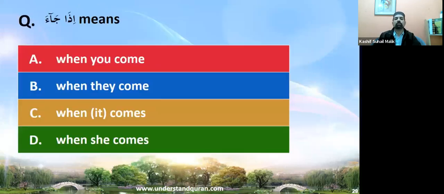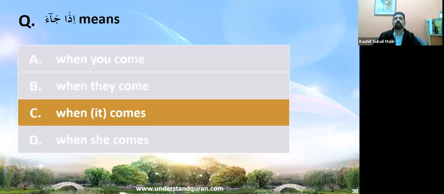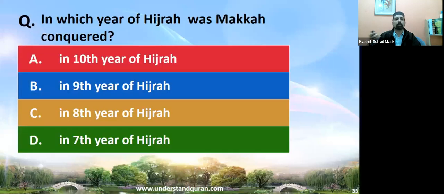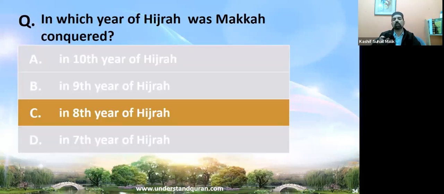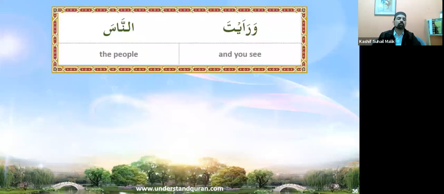Iza jaa means A, B, C, D. Which one? C. Great. So, mashallah, Brother Rizwan, Weba, Jara, Suleiman, everybody is writing C. So, Lubanga and Hafsad, mashallah. Very good. So, in which year was Makkah conquered? A, B, C, D. C. Okay, very well. In the 8th year of Hijrah. Okay, so let's move forward.